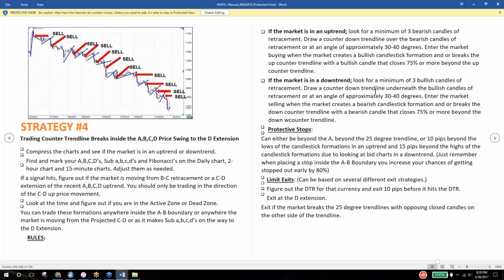I'm going to look for the candles of retracement, draw the counter trend line underneath the bullish candles, and enter into the market selling when the market creates a bearish candlestick formation and/or breaks the down counter trend line with a bearish candlestick that closes 75% or more beyond the down counter trend line. When it comes to your stop losses, here you've got your options, right? Depending on your style of trading.